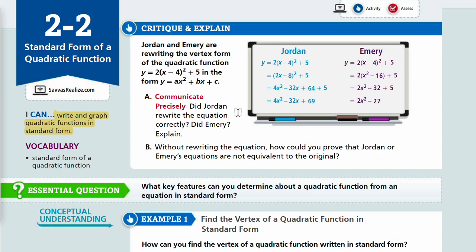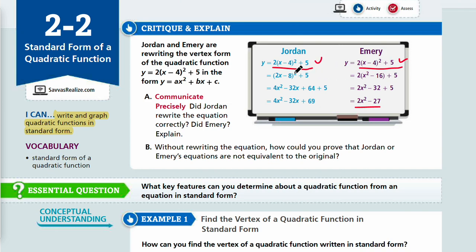So Jordan has this function written in vertex form, and then wrote the form in ax squared plus bx plus c. And Emery started with the same equation, but has a different form at the end, 2x squared minus 27. Which one is correct? So part A, did Jordan rewrite the equation correctly? Did Emery? So yes, these two are the same, but the first equations are the same.